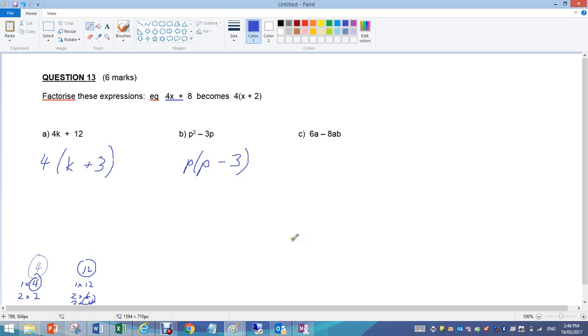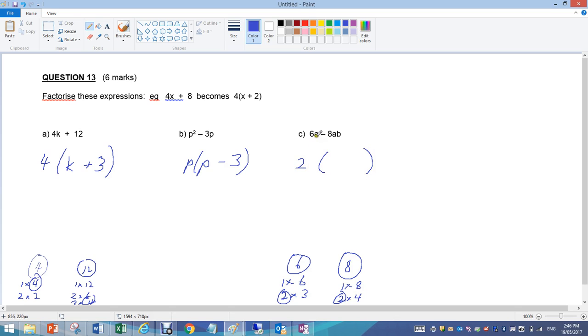This one, we've got two numbers, 6 and 8. So we've got 1 times 6 and 2 times 3, the factors of 6, and then 1 times 8 and 2 times 4, the factors of 8. So it looks like 2 is the highest common factor to both 6 and 8. So that can go out the front of our brackets.